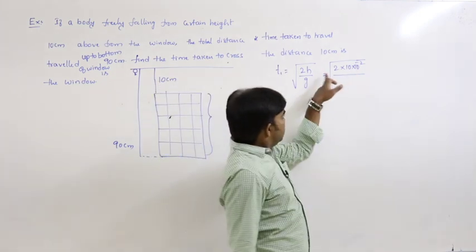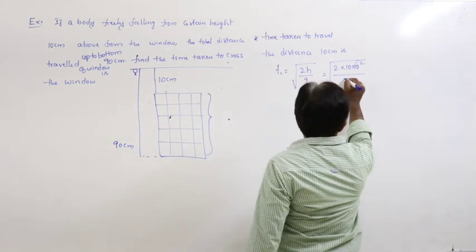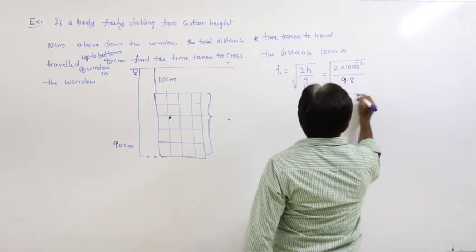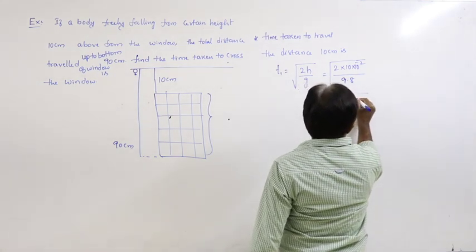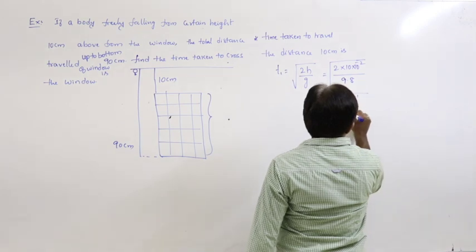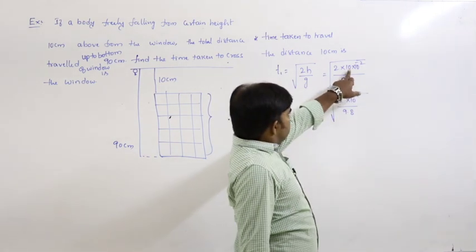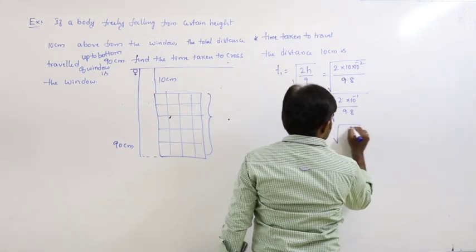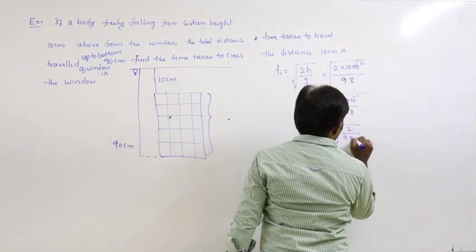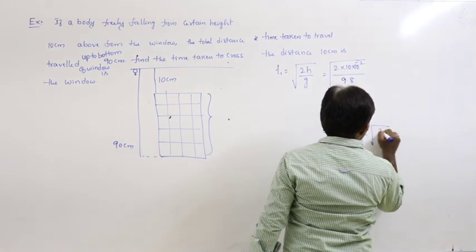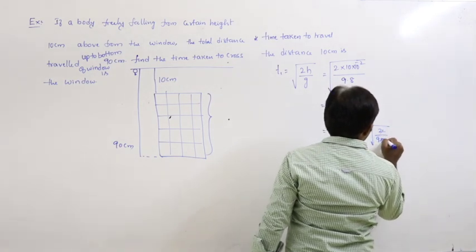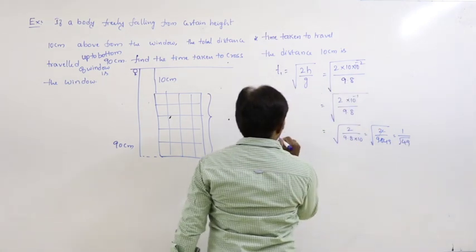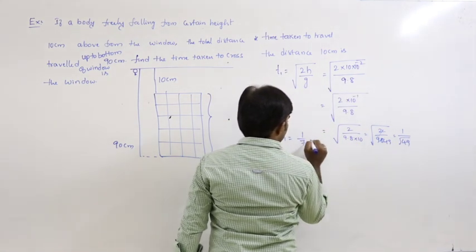So that's why 10 into 10 power minus 2. g is considered as 9.8. So 2 into 10 to the power of minus 1 by 9.8. 10 power 1 minus 2 is 10 power minus 1. So that is 2 by 9.8 into 10, which is under root 2 by 98, that is 1 by 49, so 1 by root 49. Therefore T1 equals 1 by 7.